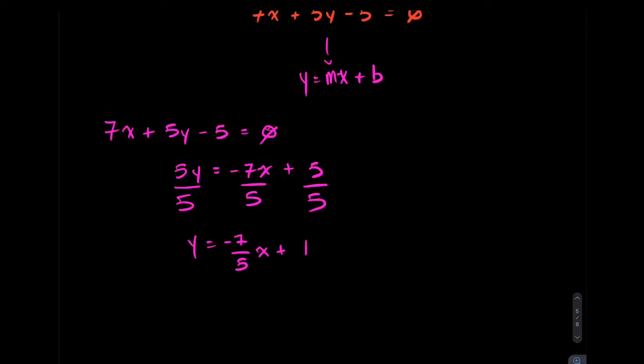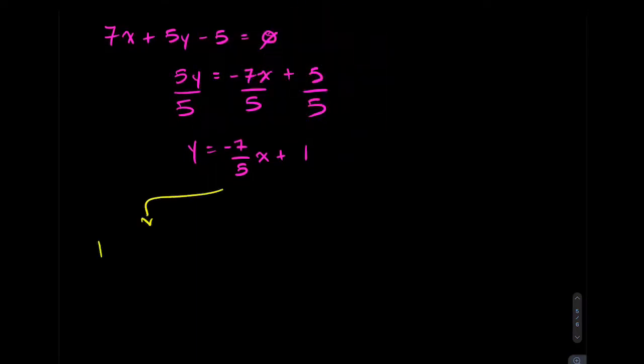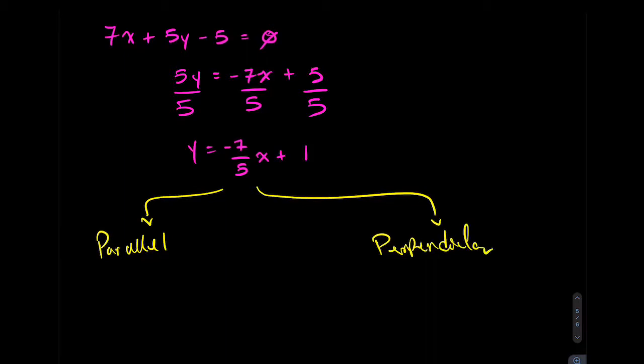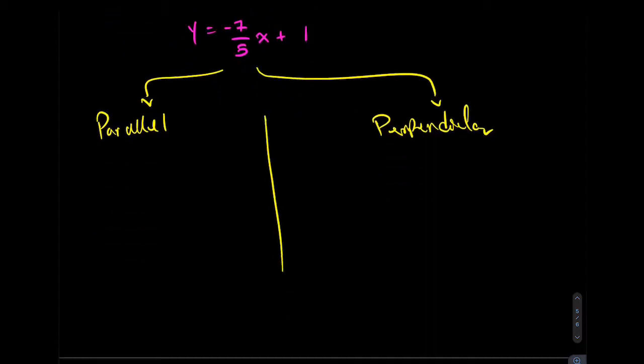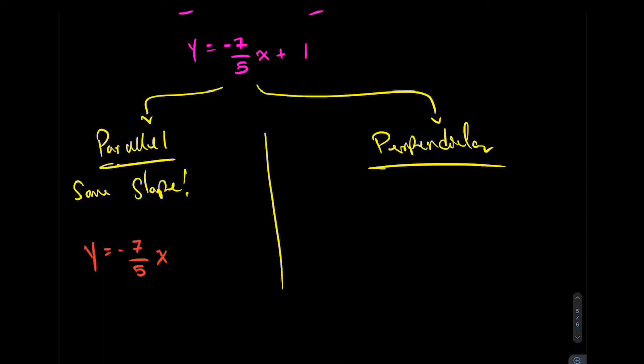Okay, so now we need to create one that's parallel and one that is perpendicular. Let's start with the parallel one, because that's usually the easier of the two to figure out. Parallel just has to have the same slope, and our slope in this case is negative 7 over 5. So how about we just do y equals negative 7 over 5x, and we can change the y-intercept to be whatever we want, minus 27. There's going to be a variety of answers for that.